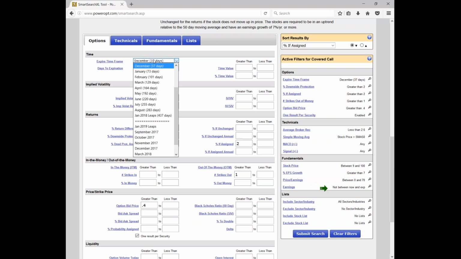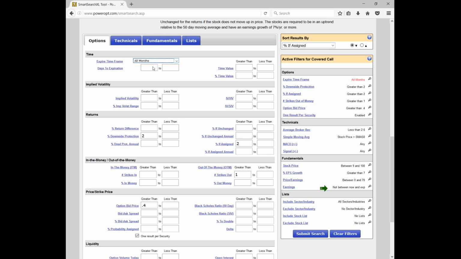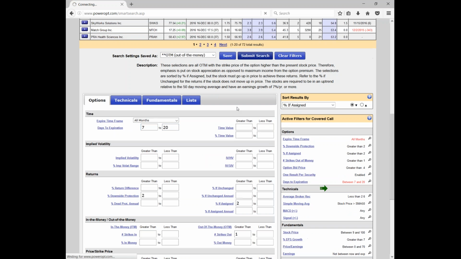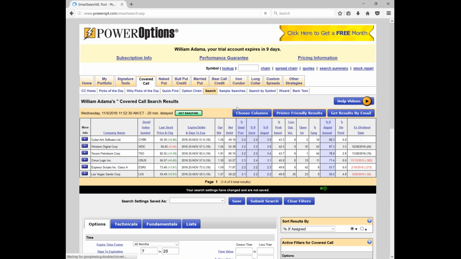If I want to change the time frame, I can go to all weeklies, but my suggestion for changing the option expiration time frame is to change this to all months. This really means all expirations, whether it's flagged as a weekly from the exchanges, or flagged as a standard expiration from the exchanges as well. We're going to go to all months, and we're going to change this to exactly what you guys said. We're going to put in a time frame of 7 to 20. Okay, so let's go ahead and submit that search.